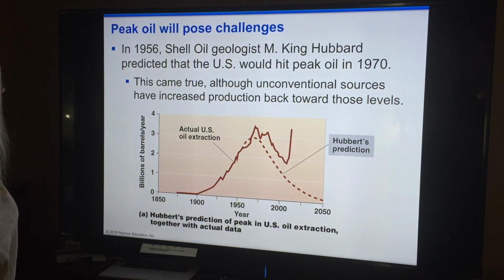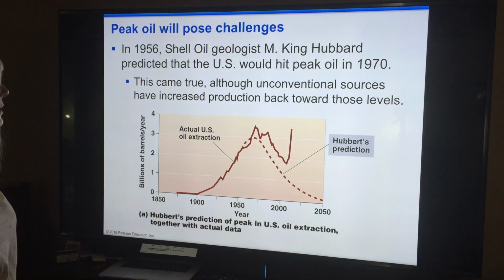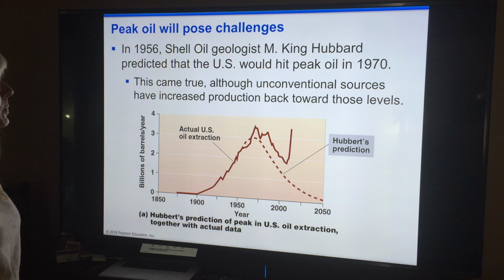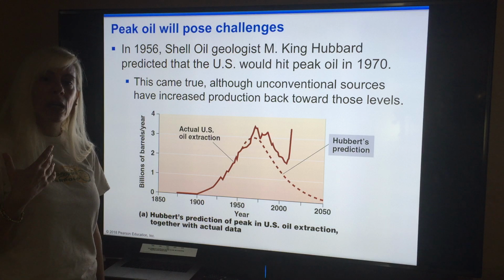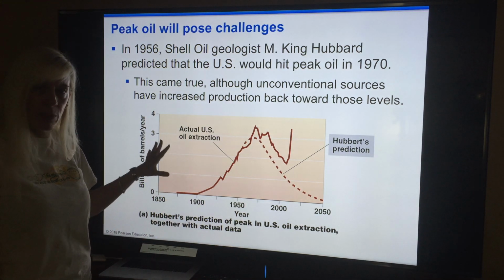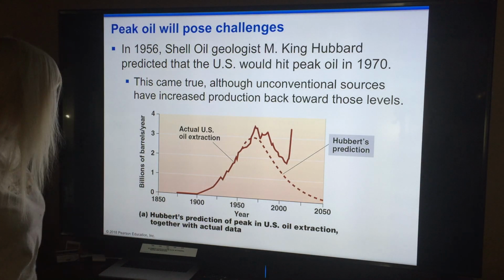So here they're showing you a Shell oil geologist who predicted the U.S. would hit its peak in 1970. Oh, look, it came true. Although unconventional sources have increased production back towards those levels. So probably then we started getting into the tar sands and the shale and stuff like that, that he didn't understand its availability back when he made that prediction.